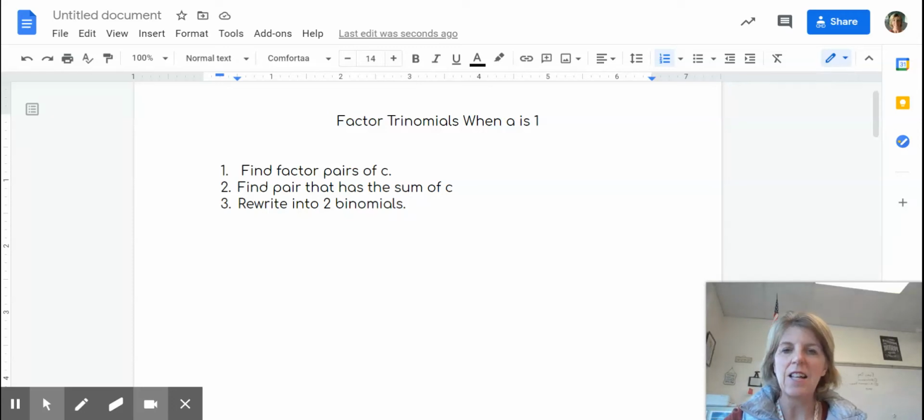Hey guys, this lesson is on how to factor a trinomial when a is 1. How to factor a trinomial when a is 1. Well, what does that mean, right?